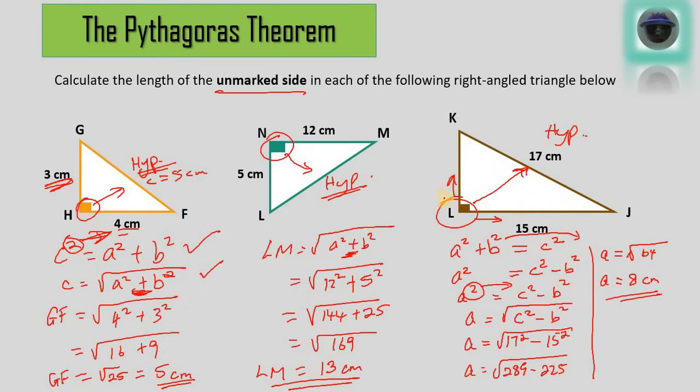So a, in other words, this side, which is KL really, KL, which is the same thing as a in our formula, because we said that we want to find the shorter side, a, and so KL is 8 centimeters.